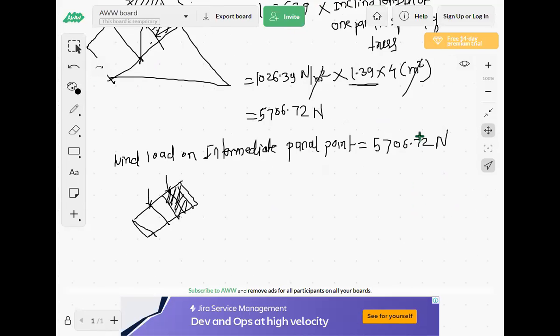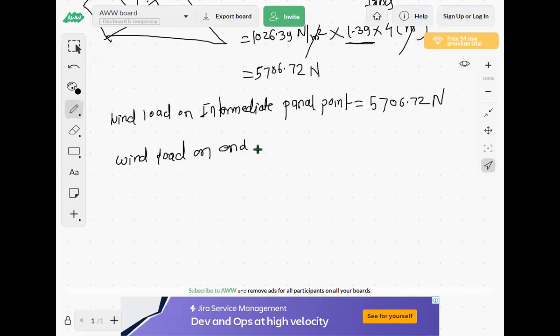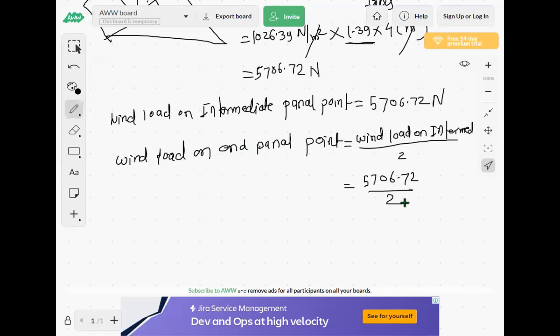So this is the wind load on the intermediate panel point. Now next, the last point: we have to calculate the wind load on the end panel point. Wind load on end panel point is equal to wind load on intermediate panel point divided by 2. So 5706.72 divided by 2 is equal to how much in Newton?